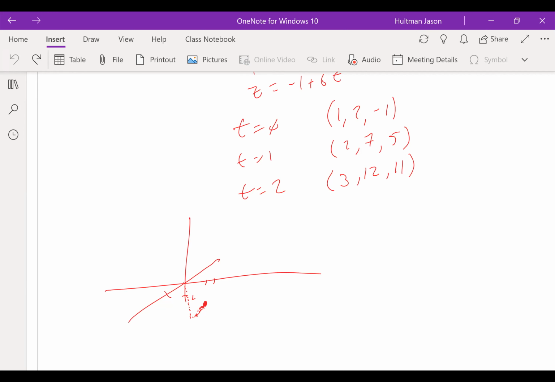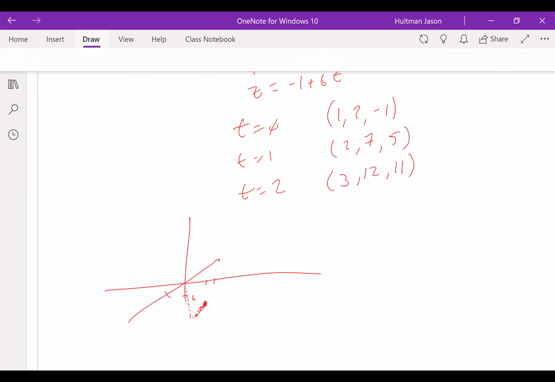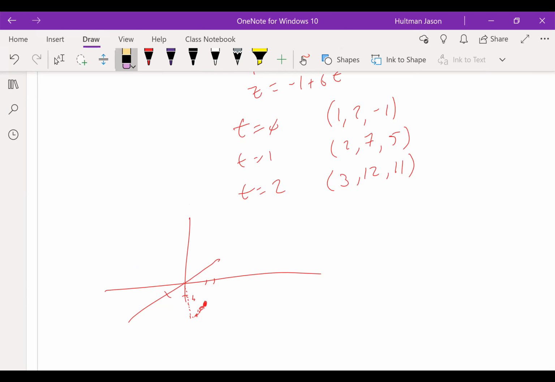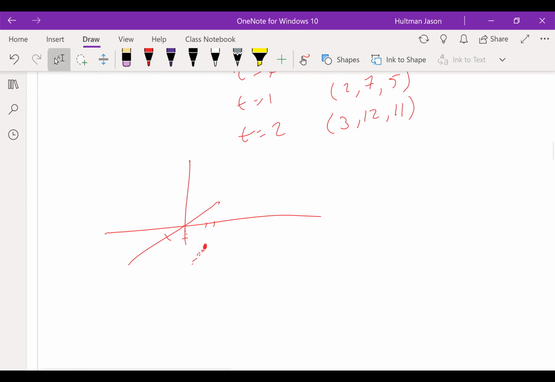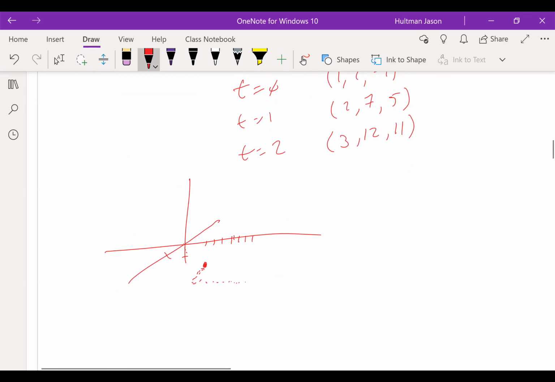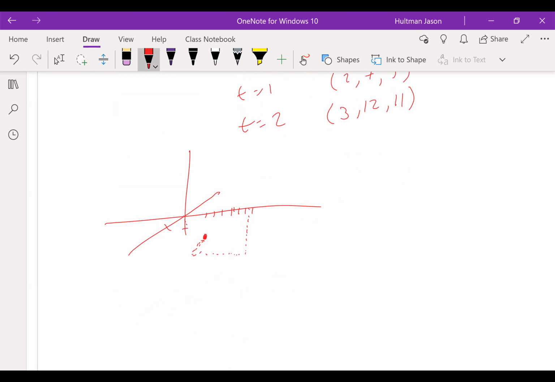So we're going to go out 1, we're going to go up 5 in the y direction, and then we're going to go up 6 in the z direction. So z is always going up 6. From point to point, we would always do the same thing. And so what are we getting?